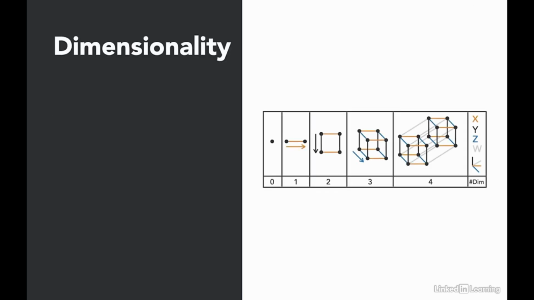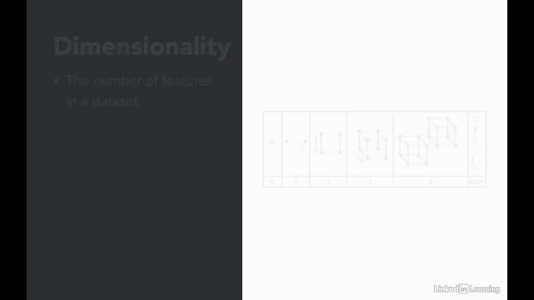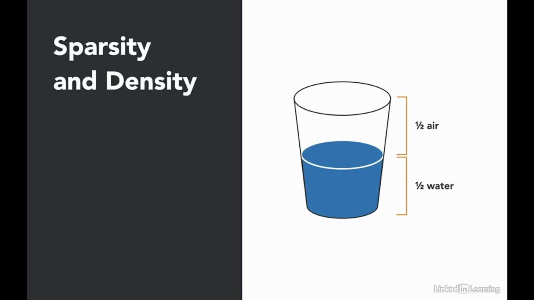The dimensionality of a dataset represents the number of features in the dataset. The higher the dimensionality of a dataset, the more detail we have about each instance. High dimensionality also means higher computational complexity. Sparsity and density describe the degree to which data exists for the features in a dataset. For example, if 20% of the values in a dataset are missing or undefined, we say that the dataset is 20% sparse. Density is the complement of sparsity. Therefore, a dataset that is 20% sparse is 80% dense.